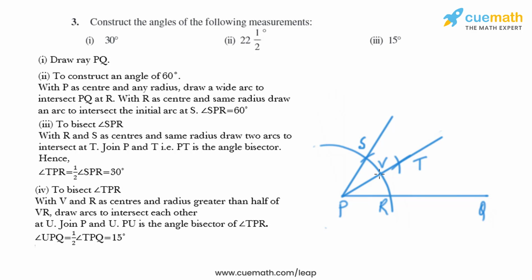So we'll put the compass at V and we'll take a radius greater than half of VR and we'll draw an arc like this. Then we'll put the compass at R and using the same radius we'll draw another arc and we'll name this point as U. Then we just need to join P and U. So we have got angle UPQ that equals 15 degrees.